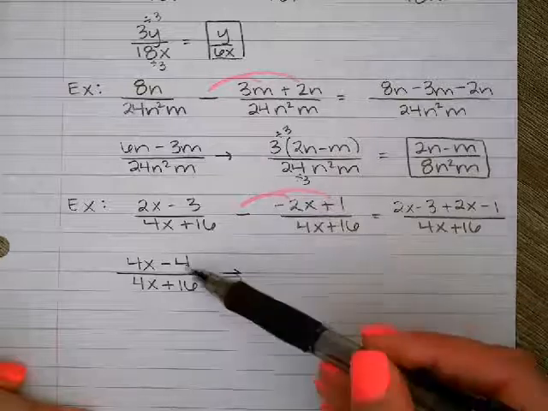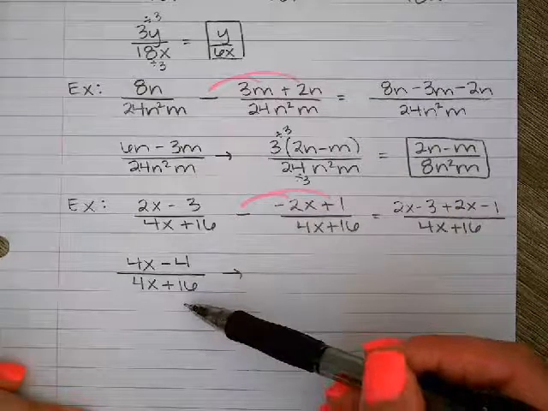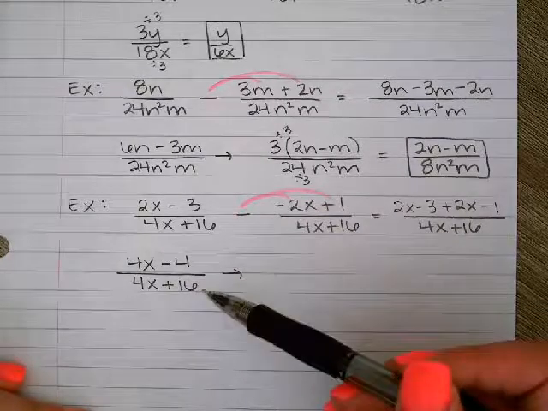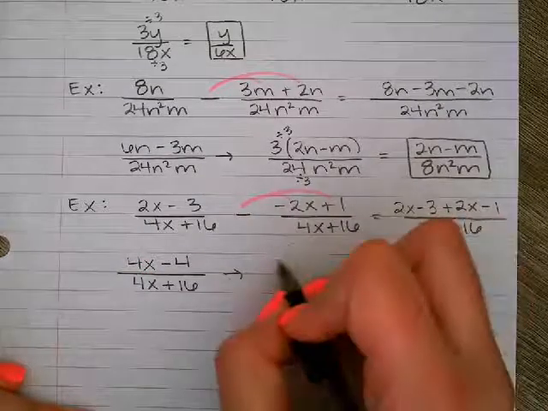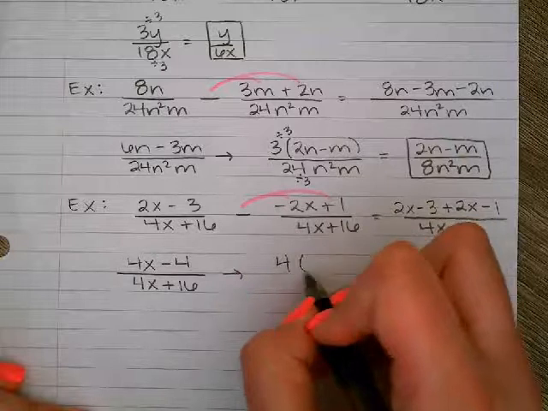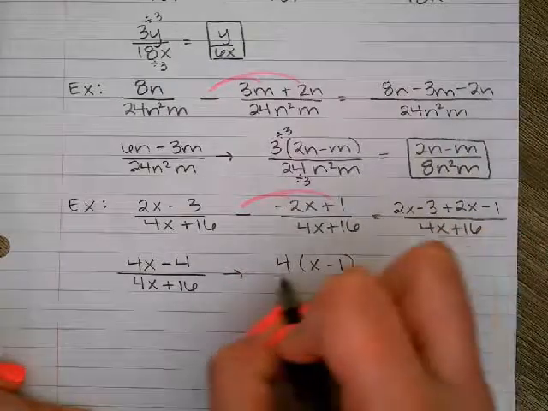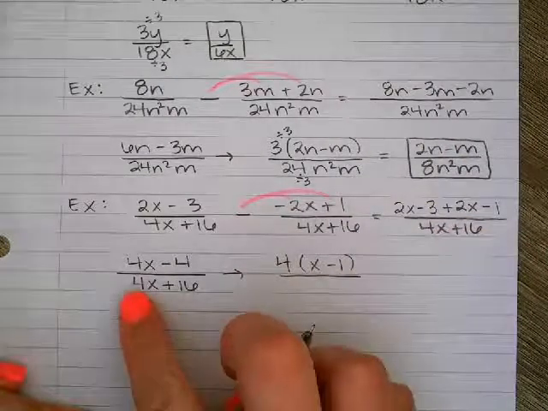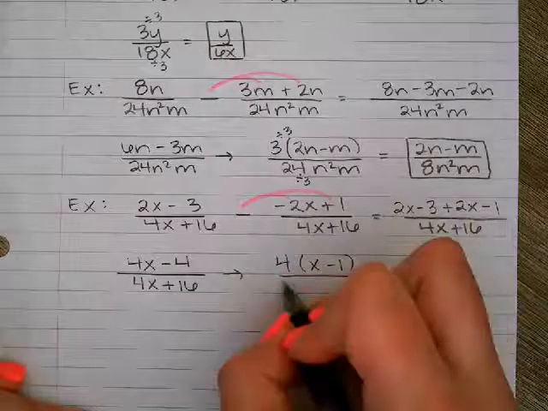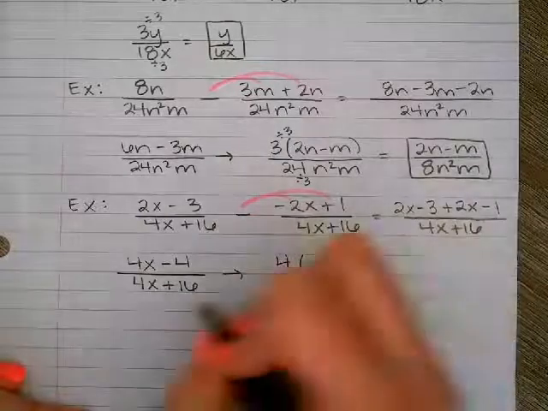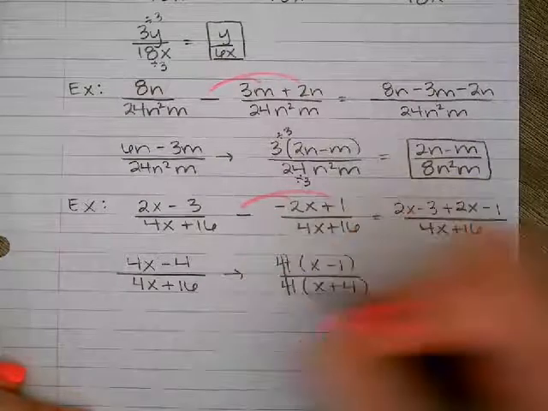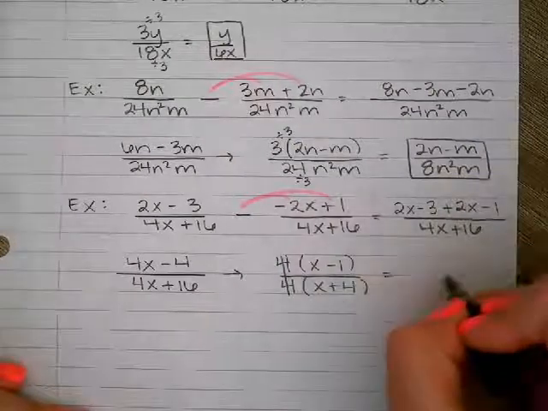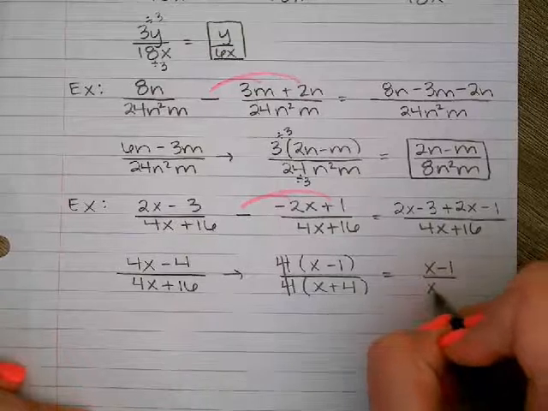So we have a binomial over a binomial. This is just some GCF factoring. Between 4x and minus 4, we have a GCF of 4, with x minus 1 left over. In the denominator, 4x and 16, we have a GCF of 4, with x plus 4 left over. The 4s will cancel, and we end up getting x minus 1 over x plus 4.